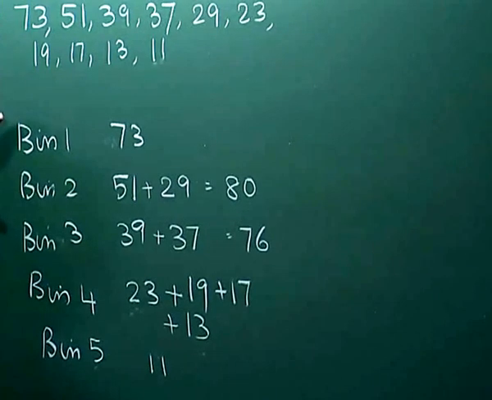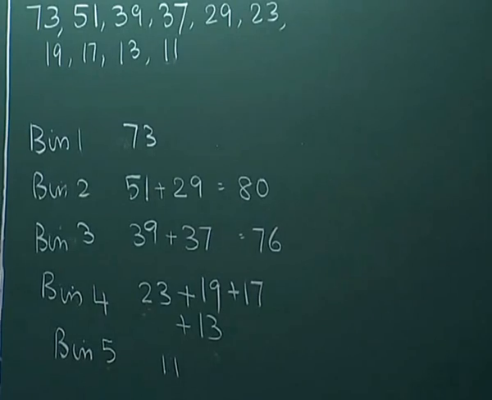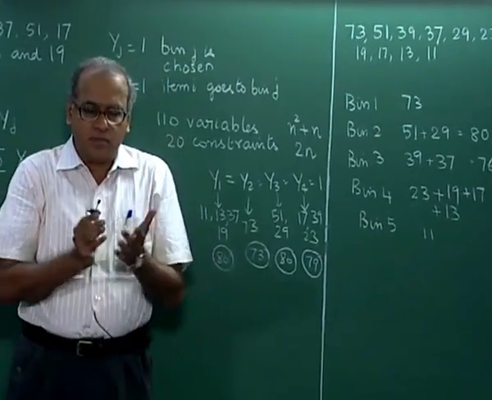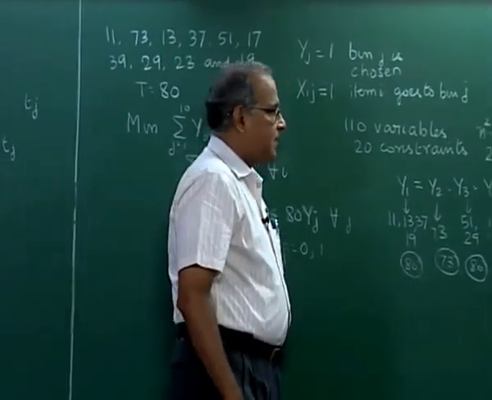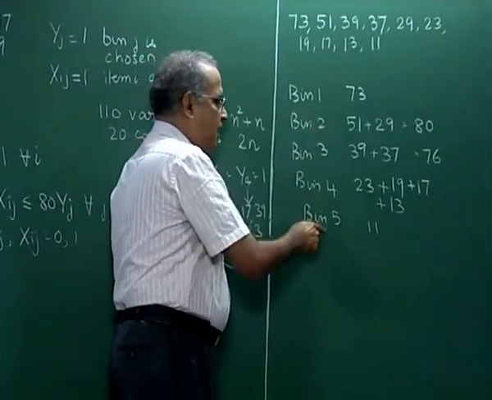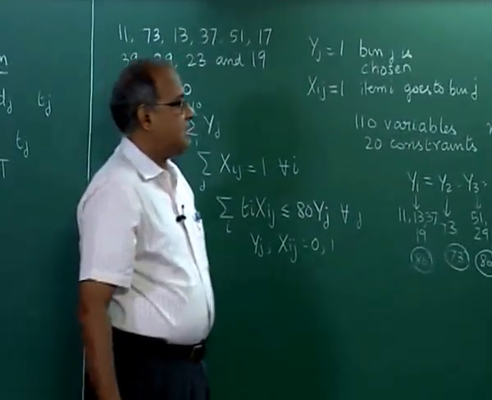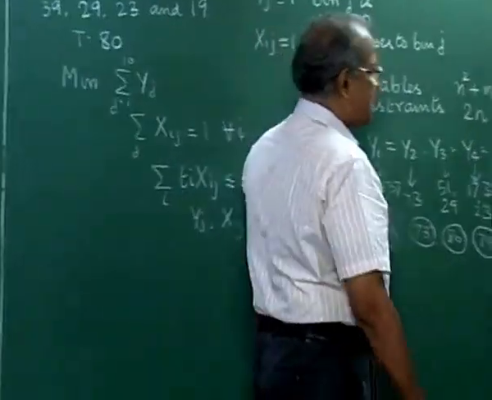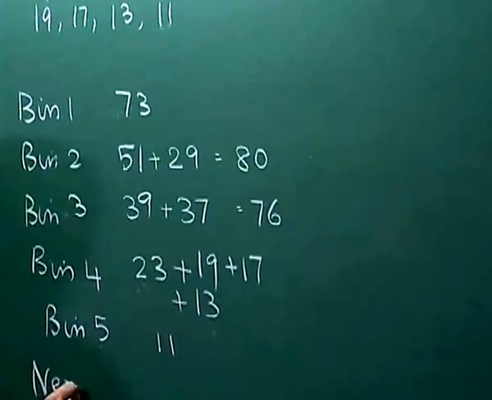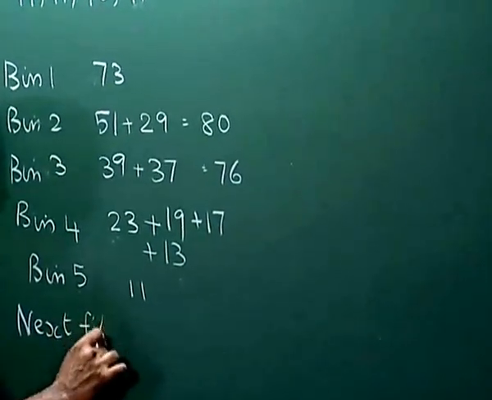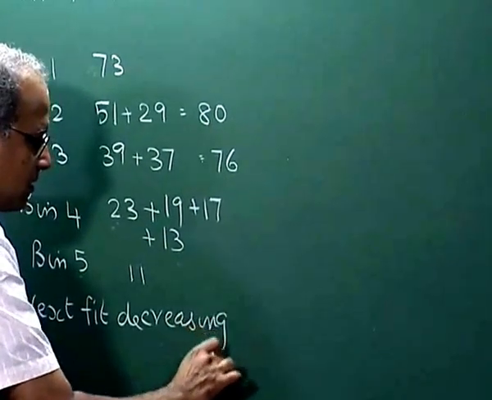Now, it is a minimization problem. So, a heuristic algorithm would give a feasible solution to the problem, which will be an upper bound to a minimization problem. So, the number of bins 5 is an upper bound to the optimum value which is 4. Now, this is a very popular heuristic, this is called the next fit decreasing heuristic.